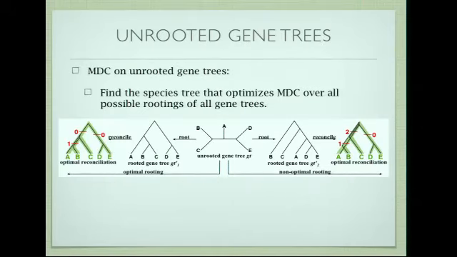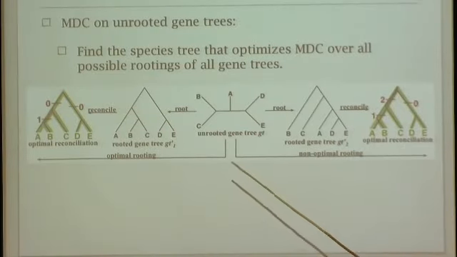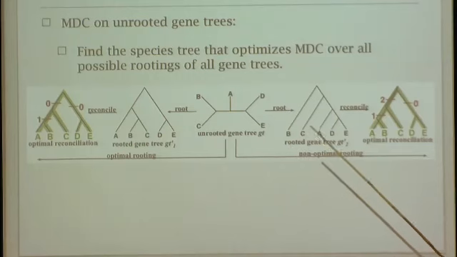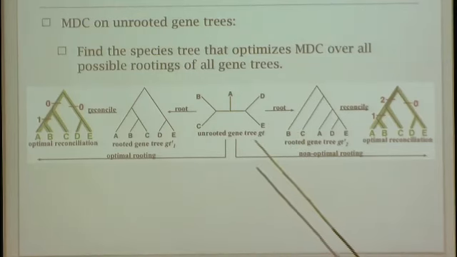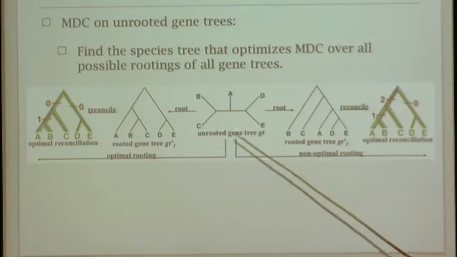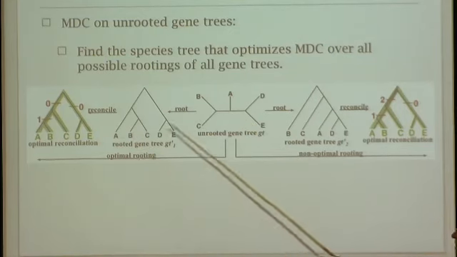So our definitions of that, I will just talk about definitions here. Our definition on the unrooted gene tree is that if you give me the unrooted gene trees, what we are interested in is to find, over all possible rootings of the gene trees, we need to go through every possible rooting of gene trees and find the species tree that will optimize that MDC score. Okay, so here this is an illustration of given an unrooted gene tree and a rooted species tree.